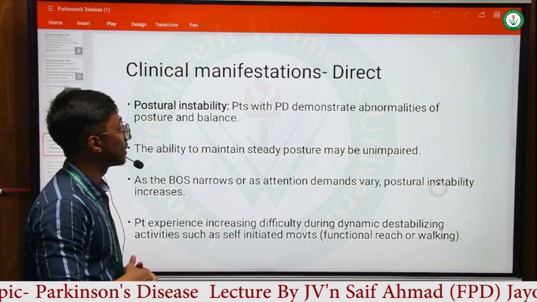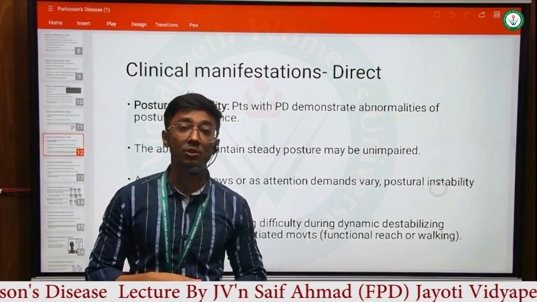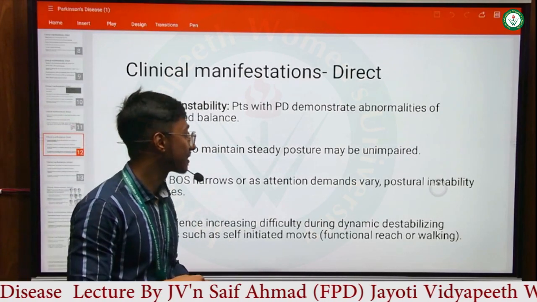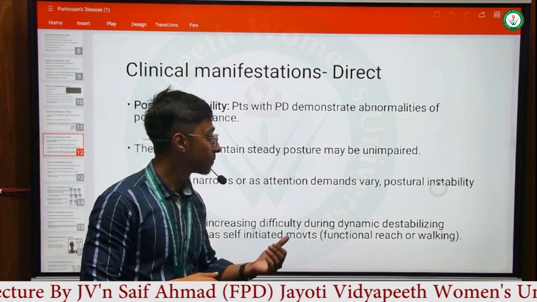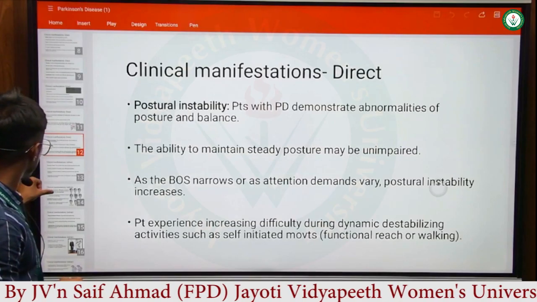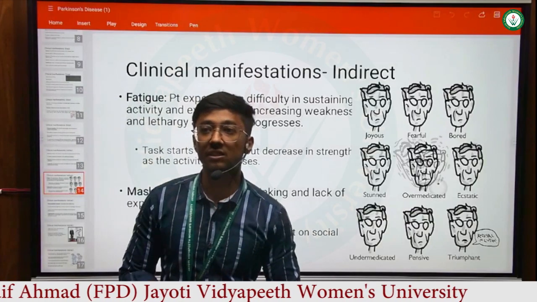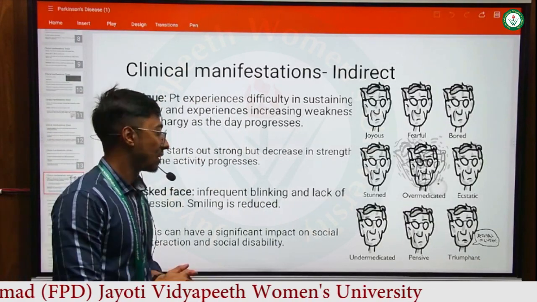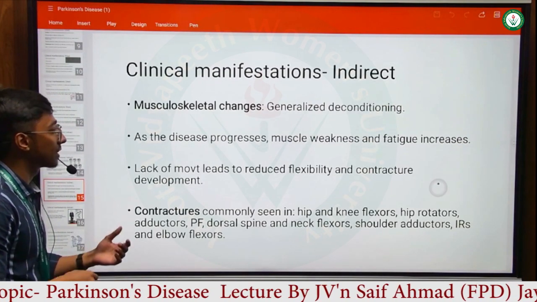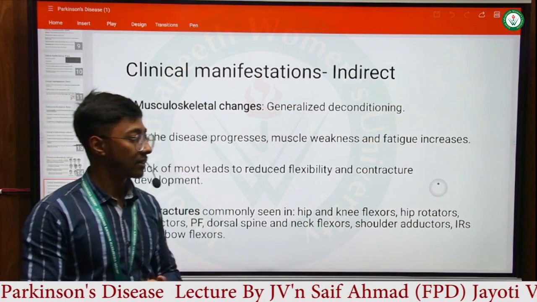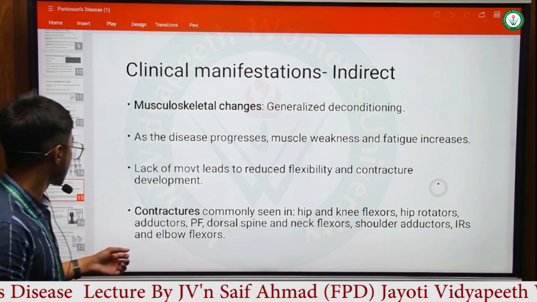Last is postural instability, which demonstrates abnormality of posture and balance. The patient of Parkinson disease is unable to maintain proper posture and balance, because as the base of support narrows or as attention demands increase, postural instability increases. Then there is another clinical feature called masked face, in which the patient's facial expression becomes diminished. Then there are musculoskeletal changes like muscle weakness, increased fatigue, reduced flexibility and contracture development.